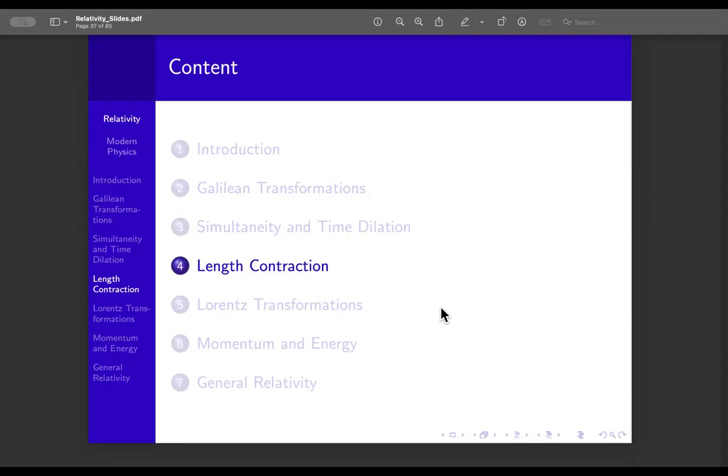And then, of course, after we talk about Lorentz transformations, we get into how energy and momentum actually kind of play a role in relativity too. Yeah, so hopefully a fairly short video today. But let's dive right into it.